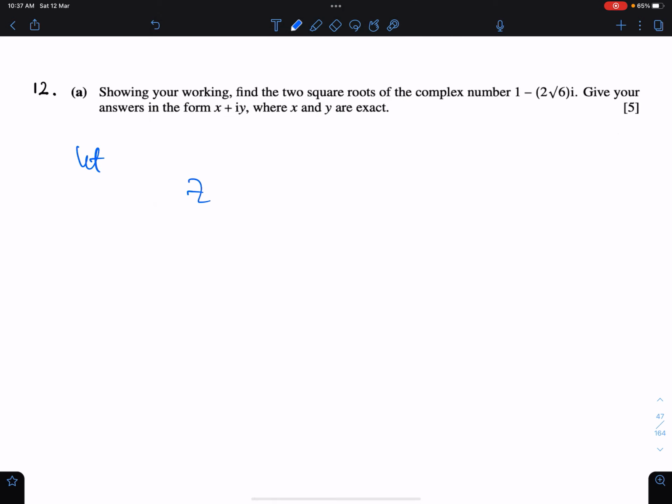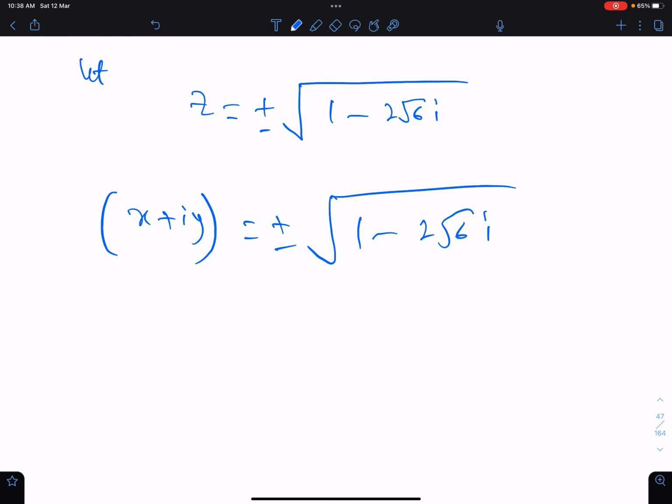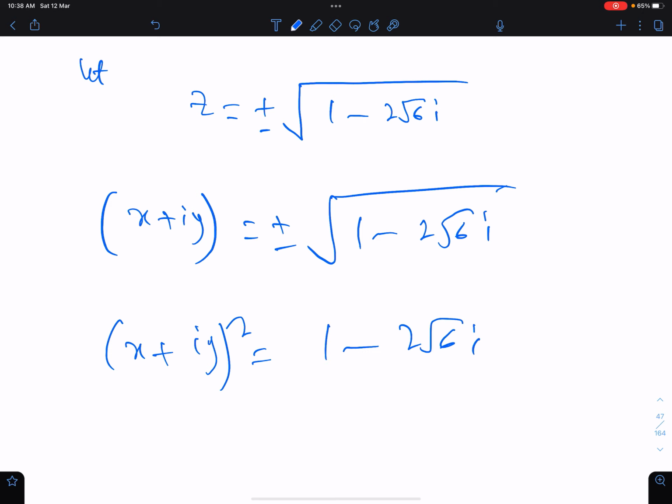Let z be plus minus under root 1 minus 2 root 6i. Now replace z by x plus iy. So we have 1 minus 2 root 6i. In order to remove this root, we need to square on both sides. So by squaring on both sides, we have 1 minus 2 root 6i.